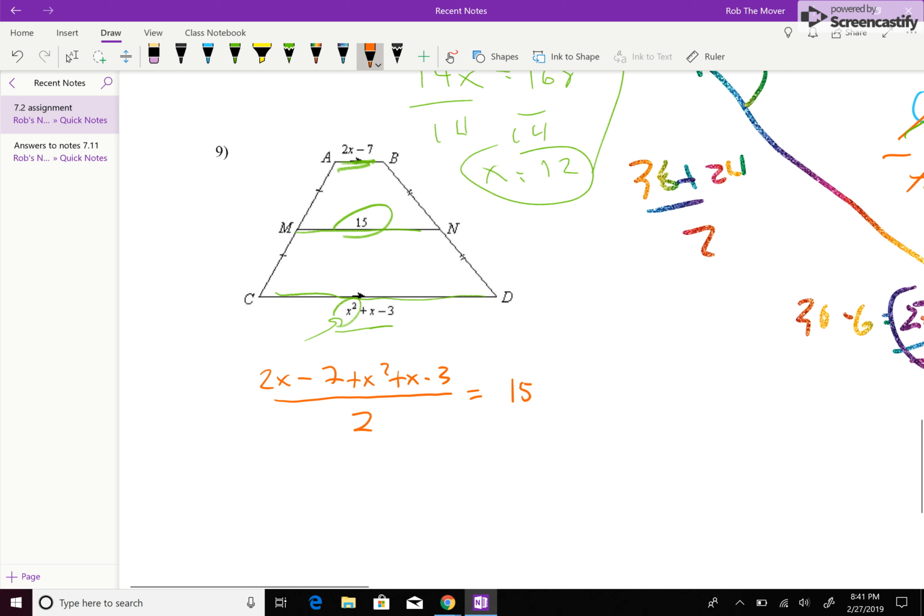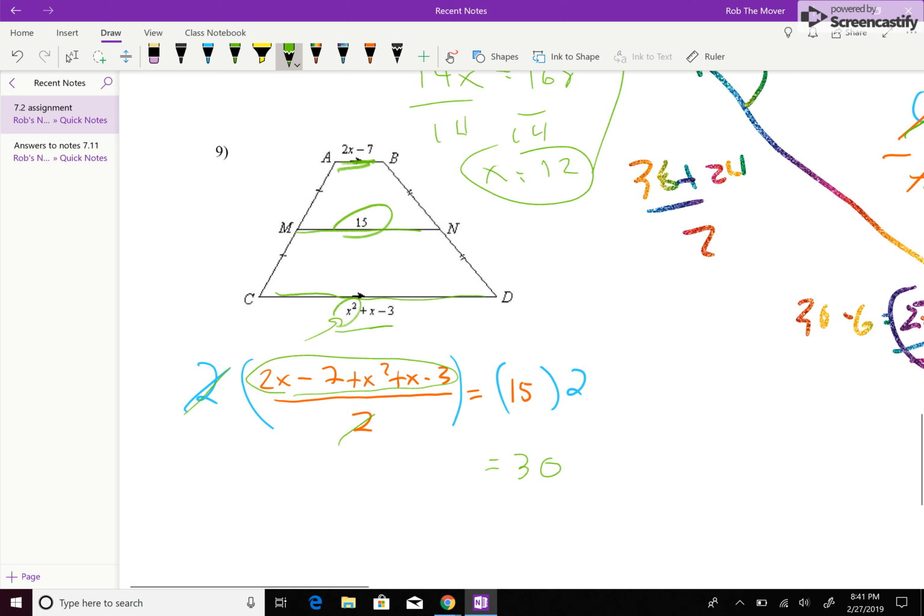Okay, so that's our equation. It looks kind of complicated. Again, one thing we've learned in some of these problems is to actually get rid of this 2 by multiplying by 2 on both sides, right? So we get the 2 to cancel here. We get the 15 times the 2 on the right, which is 30. And we get this algebraic expression.